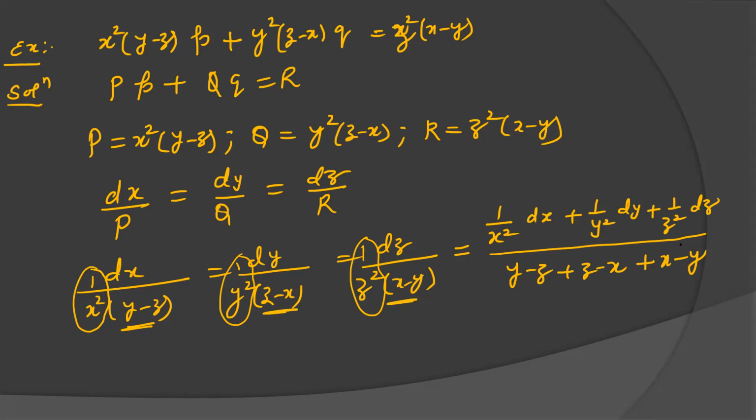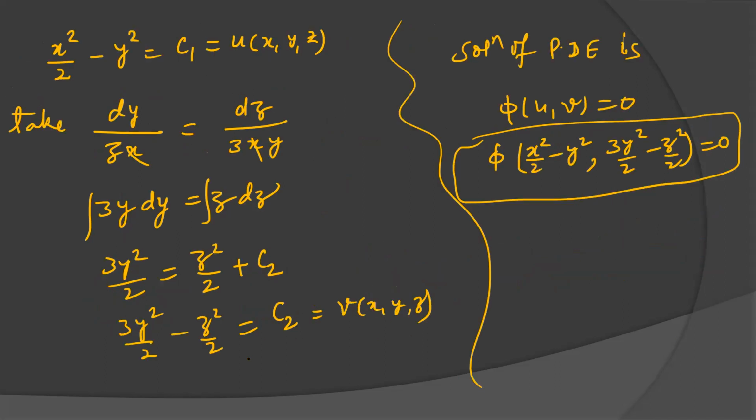So what we are doing? We are dividing and multiplying by 1 upon x square in numerator and denominator both. If you multiply or divide by x square in numerator and denominator, then this x square will be cancelled out and you will get this term only in denominator. So here actually we are taking alpha 1 as 1 over x square, alpha 2 as 1 over y square and alpha 3 as 1 over z square.